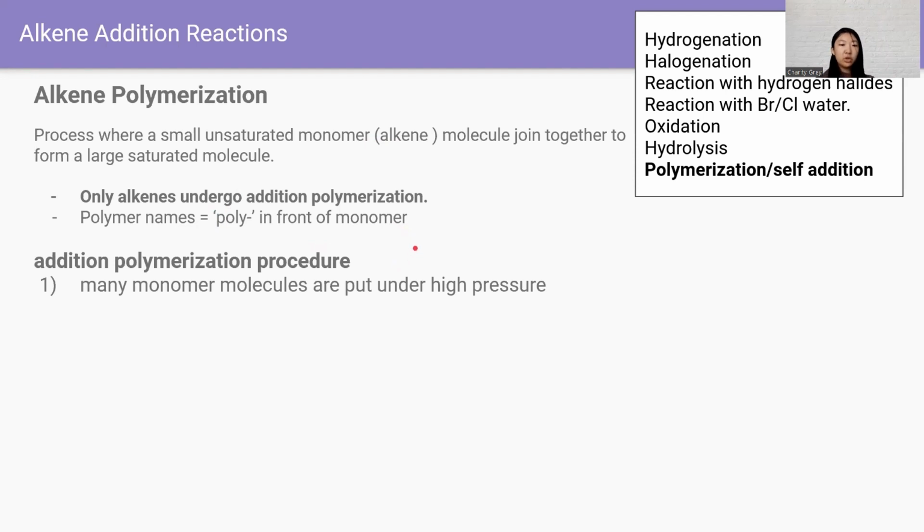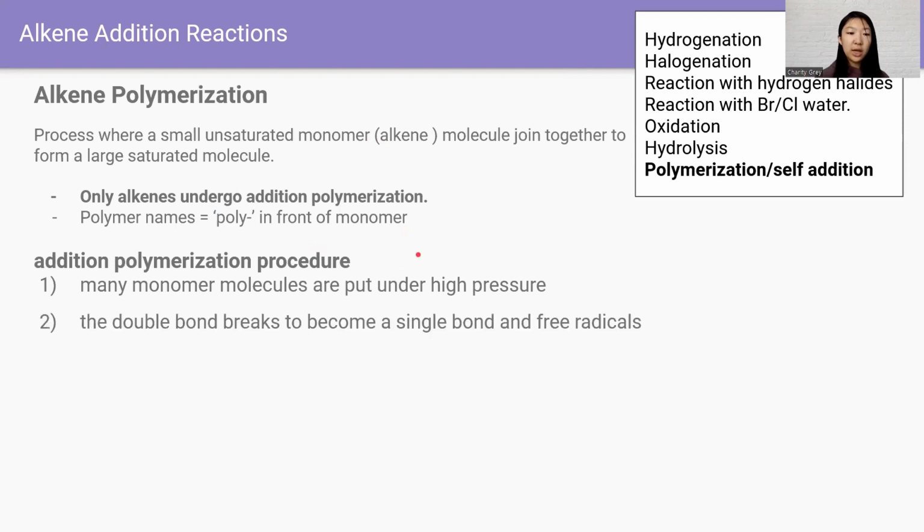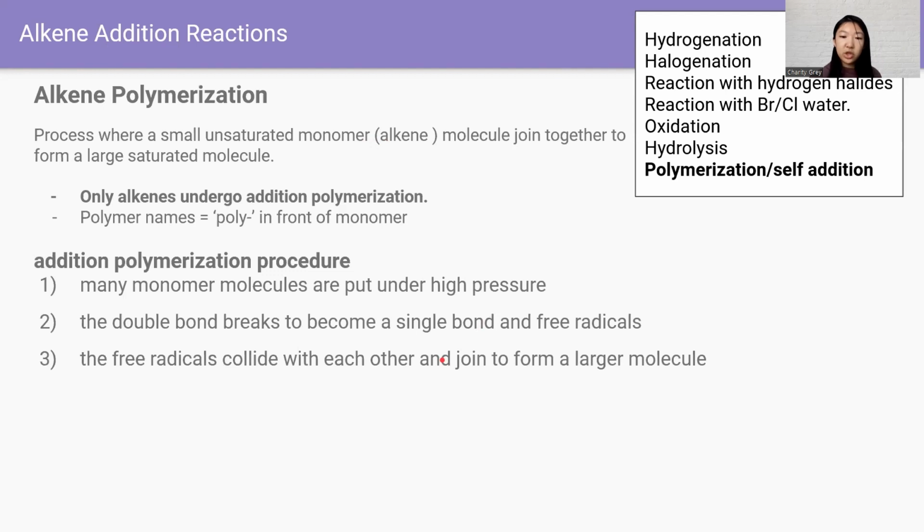So first, many molecules are put under high pressure. So you have lots of alkenes put under high pressure. And then the double bond breaks to become a single bond. And remember, the double bond contains electrons, right? So when it breaks, it'll produce electrons and it'll become a free radical. That means it's electron as not a lone pair, but it's just a single electron floating beside that nucleus. And then what happens is the free radicals will collide with each other and join to form another molecule. Because it's not stable, right? The free radical. So it'll collide with each other and become a line of bonds.